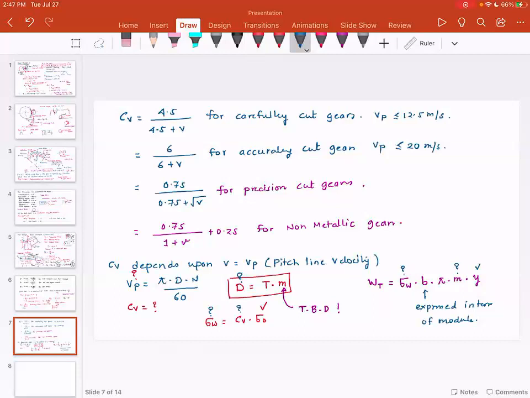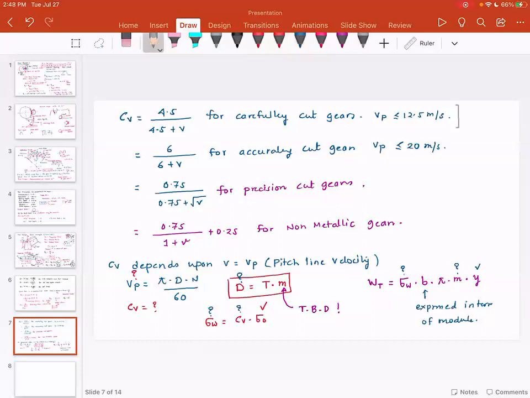So it's a classic design problem wherein we have more unknowns than available equations. So how do we solve this problem? A simple technique to solve this problem is to start with a baseline assumption. So assume a certain value of CV. What we would do is assume a carefully cut gear, and that the pitch line velocity is less than 12.5 meters per second. That would be the assumption.